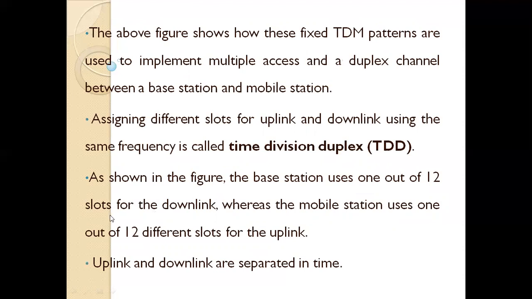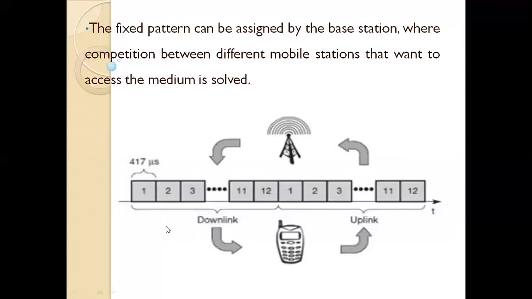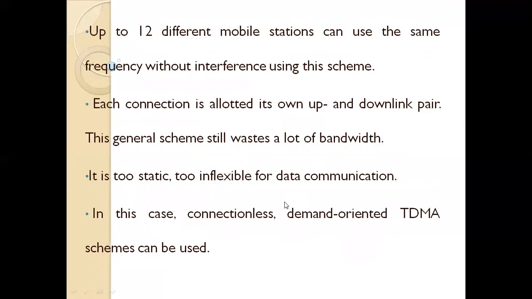As shown in the figure, the base station uses 1 out of 12 slots for the downlink, whereas the mobile station uses 1 out of the 12 different slots for the uplink. So up to 12 different mobile stations can use the same frequency without interference using this scheme. Each connection is allotted its own up and downlink pair.